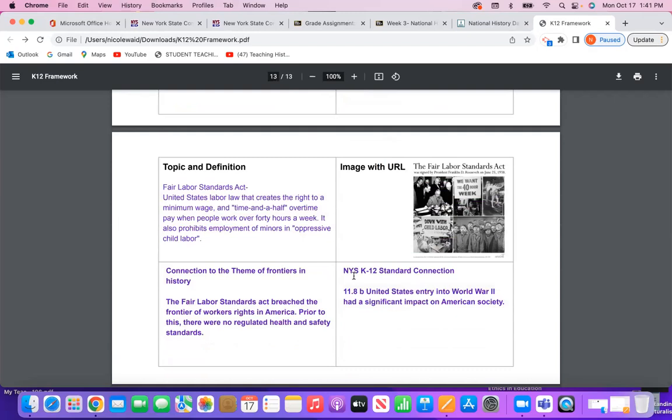The Fair Labor Standards Act creates the right to minimum wage and time and a half overtime pay when people work over 40 hours a week. And that comes up in 11.8B.